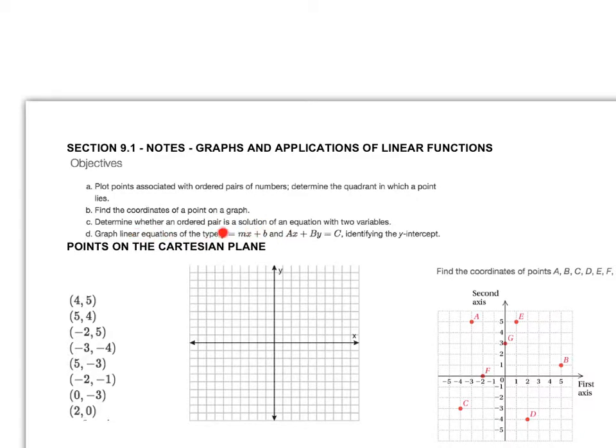in the form of y equals mx plus b, which is slope-intercept form, and then ax plus by equals c, that's going to be standard form, and then we're going to be able to identify the y-intercept from that. So let's go ahead and let's just talk about points on the Cartesian plane. So let's just go ahead.